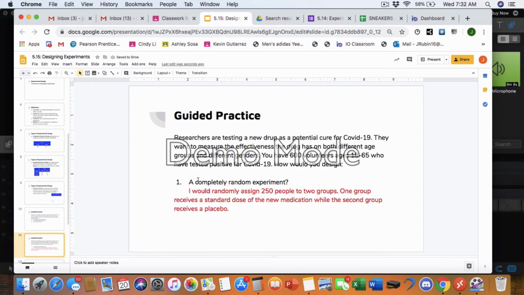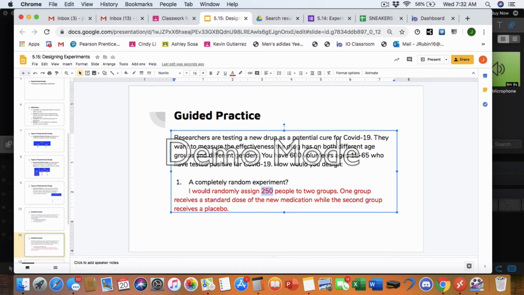So let's look. A completely randomized design, right? That's going to be 300 people in 2 groups randomly assigned. One group will randomly receive the medication, the second group receives a placebo.